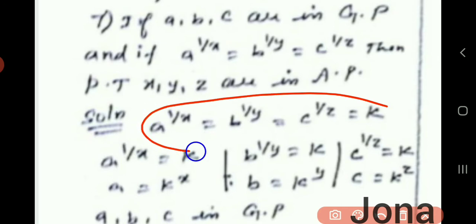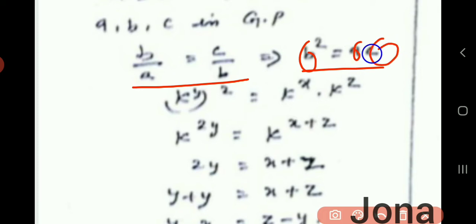Now take this given thing, A power 1 by x equal to B power 1 by y equal to C power 1 by z equal to k. We want to equate to some constant here, so we can equate individually. So A power 1 by x equal to k, which is nothing but A equal to k power x. Then B power 1 by y equal to k, so B equal to k power y, and C power 1 by z equal to k is nothing but C equal to k power z.